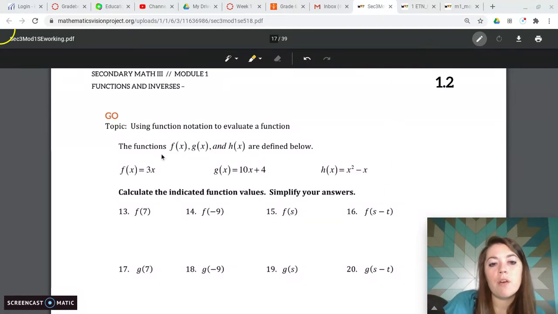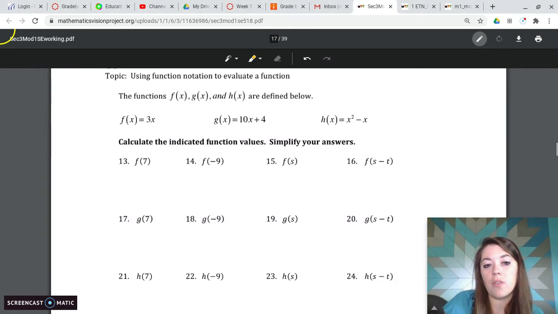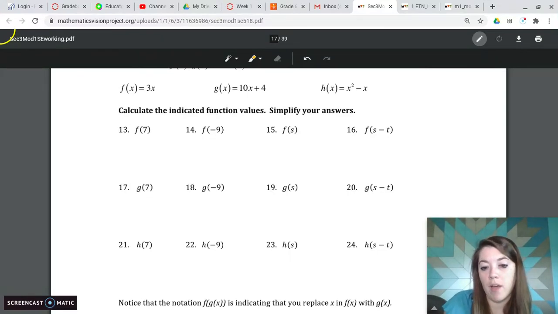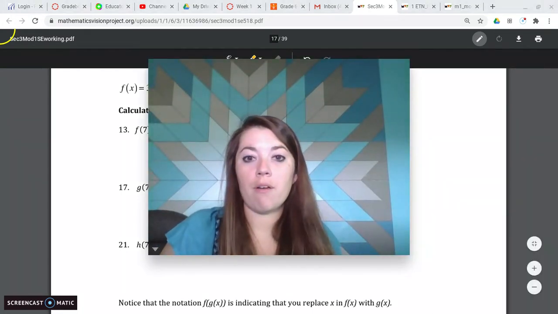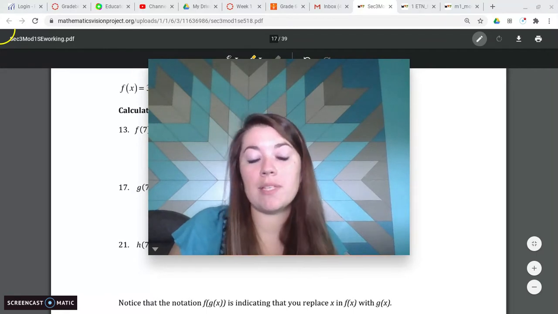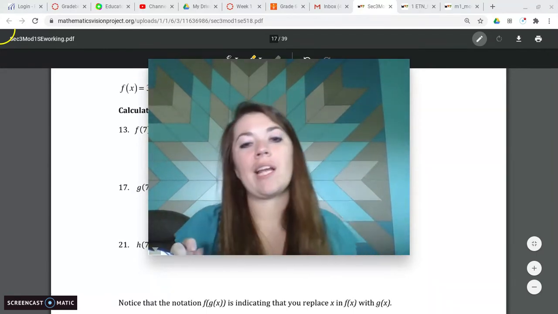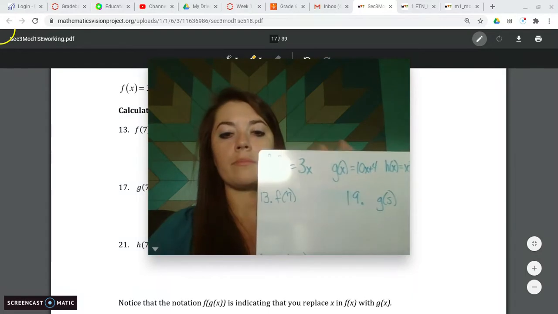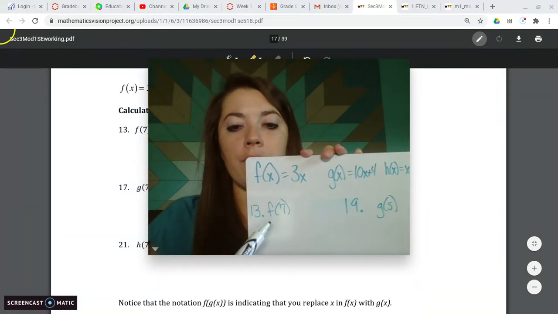All right, so the functions f of x, g of x, and h of x are defined below. We've got f of x equals 3x, g of x equals 10x plus 4, and h of x equals x squared minus x. What we want to do is calculate the indicated function values and then simplify our answers. I'm going to go through one from each of the different functions with you, so you have an example of each kind. This is the same as what we did in the previous lesson, so you're going to get lots of practice with this.